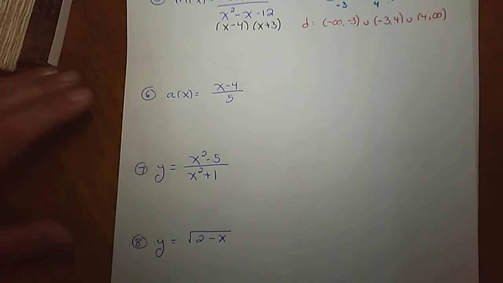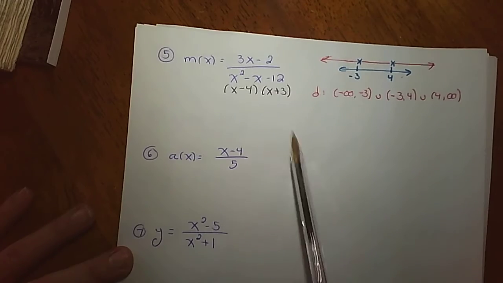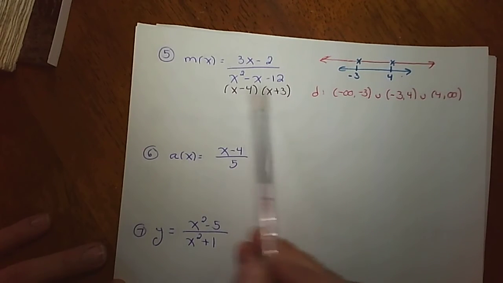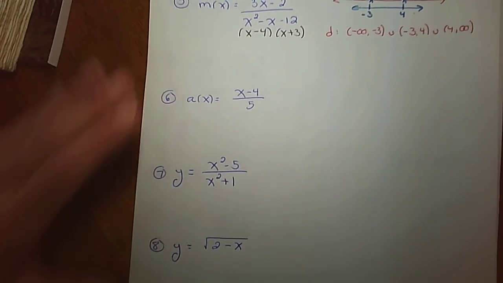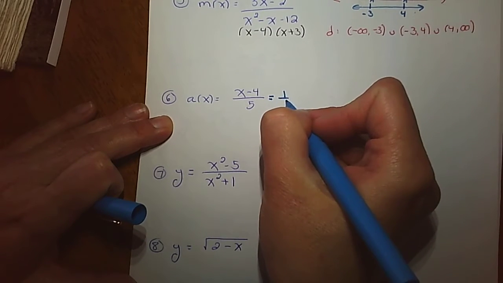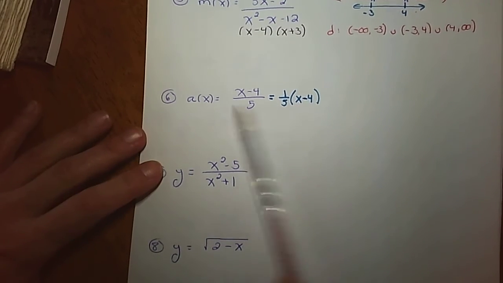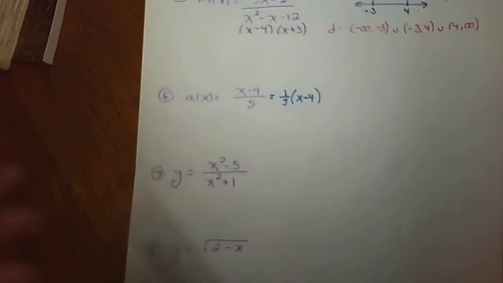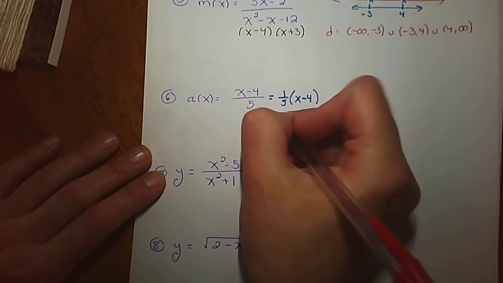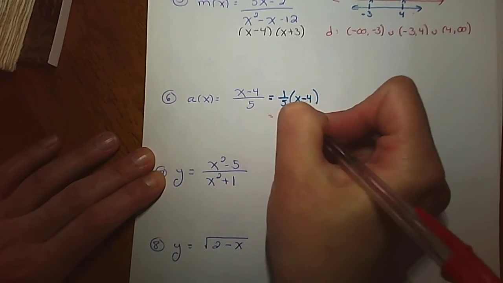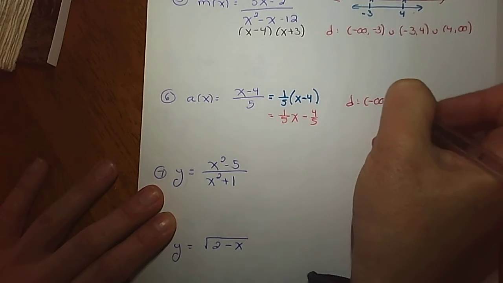Okay. Now, let's get number 6. 6 is a fraction, but if you notice, in this one and in the last one, see how there were x's in the denominator? Do you see any x's in the denominator here? No, we don't. And that's because this can be rewritten as 1/5 x minus 4, right? So it's actually not really a fraction. So when I mean a fraction, I mean there's got to be a variable in the denominator. This is actually just a line, right? If you distributed this would be 1/5 x minus 4/5. And if it's a line, that means the domain is going to be all real numbers.